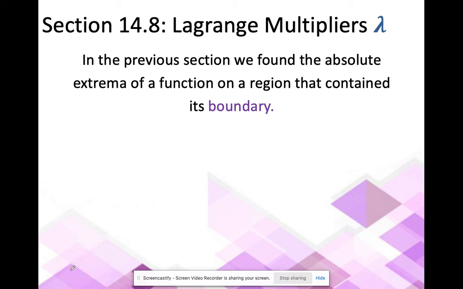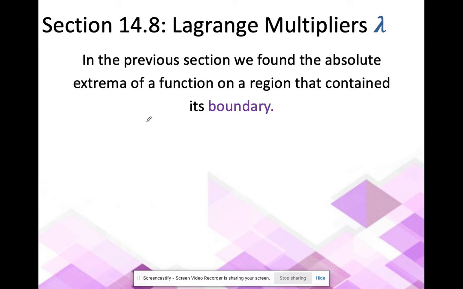Hey kids, time to talk about Lagrange. You might remember Lagrange from BC Calculus, where we used the Lagrange error theorem, bound, whatever it was, to look for the error bound in using Taylor series. Well, Lagrange made a lot of contributions to math, so we're going to explore another one.